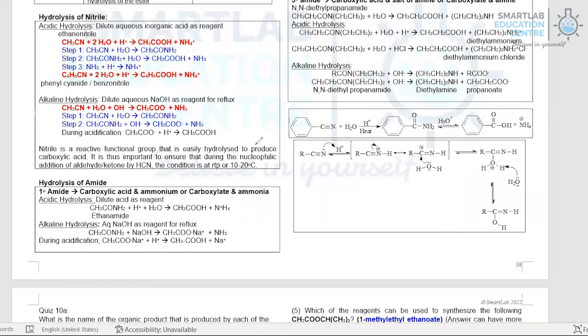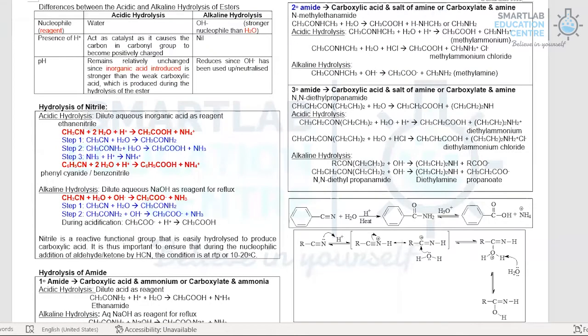Finally, let's take a look at the hydrolysis of amide. In the hydrolysis of amide, if it's acidic hydrolysis, this is what you get. And in alkaline hydrolysis, this is what you get. If you were to hydrolyze your 2-degree amide, say for example, this reaction, these both are the respective acidic and alkaline hydrolysis. In all cases, it's quite clear.